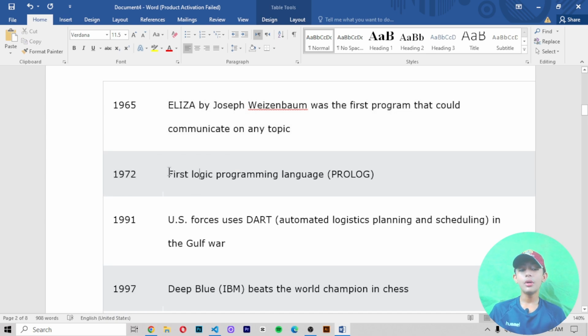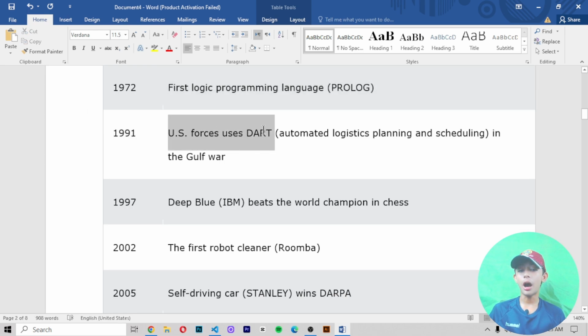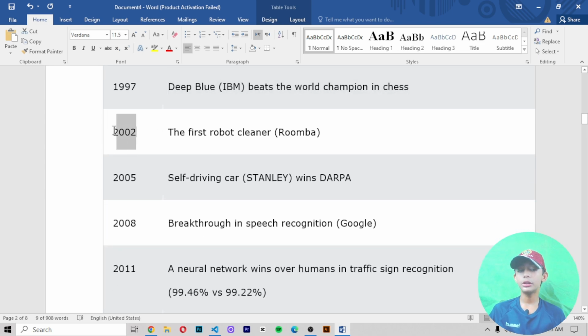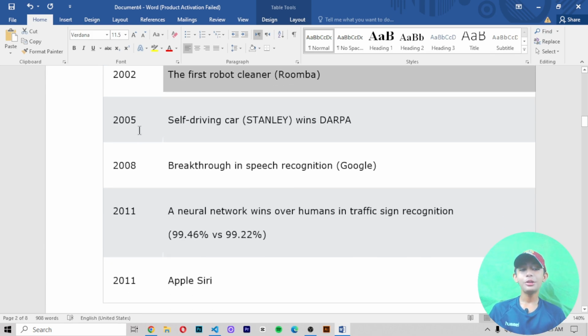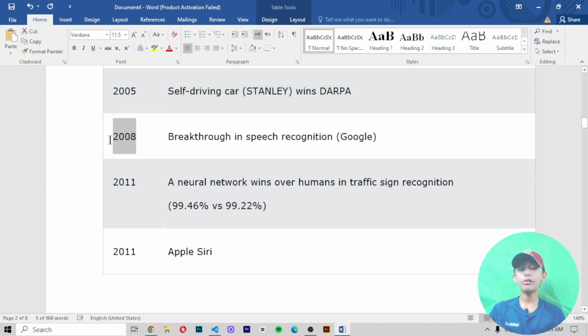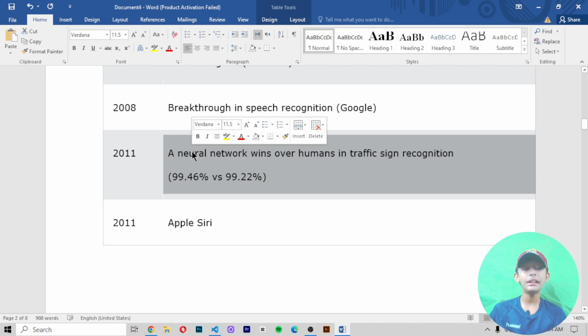In 1972, the first logic programming language, Prolog. 1991, US forces used DART, automated logistics planning and scheduling, in the Gulf War. 1997, Deep Blue, IBM, beats the world champion in chess. 2002, the first robot cleaner, Roomba. In 2005, a self-driving car, Stanley, wins DARPA. In 2010, a breakthrough in speech recognition by Google. 2011, a neural network wins over humans in traffic sign recognition, 99.46% versus 99.22%.